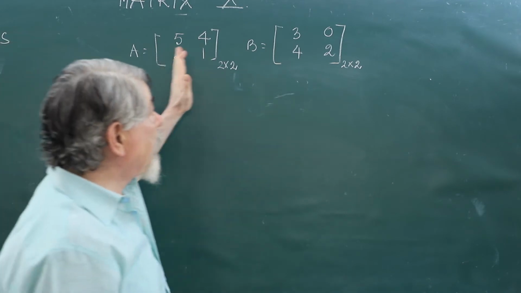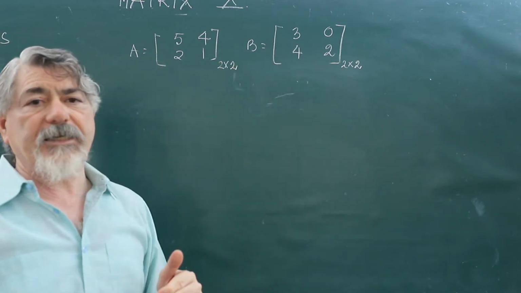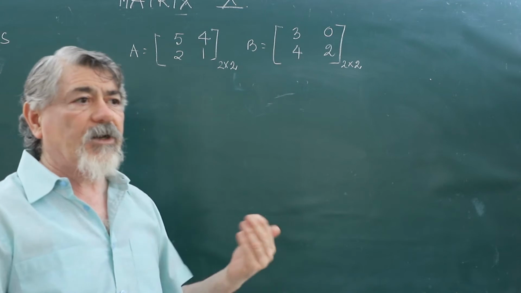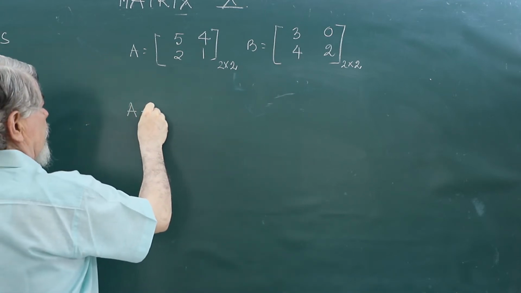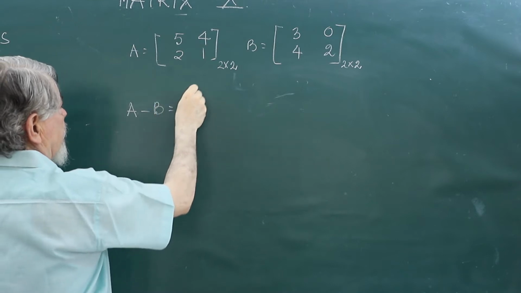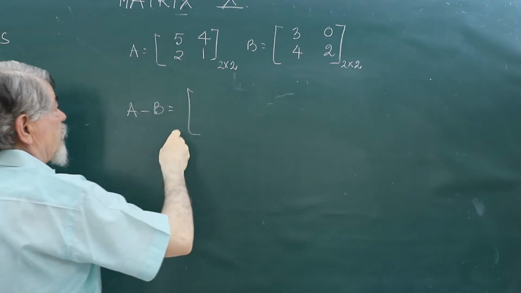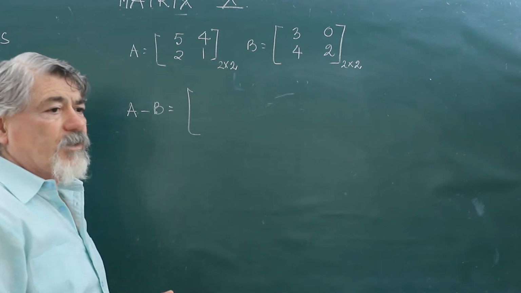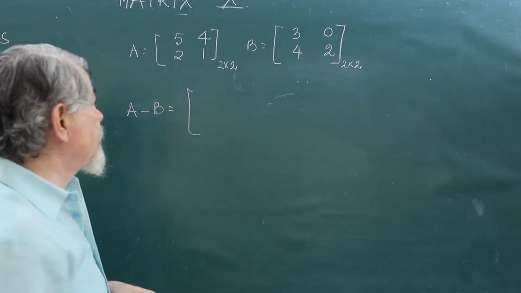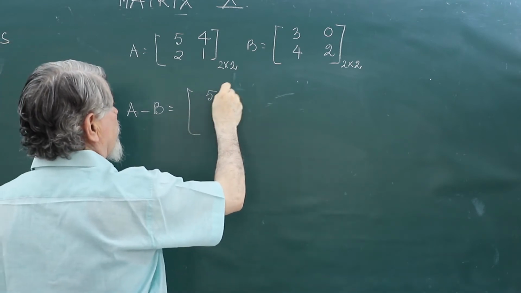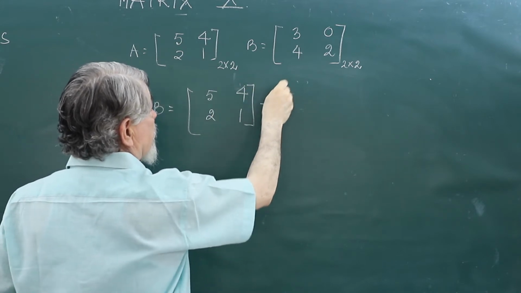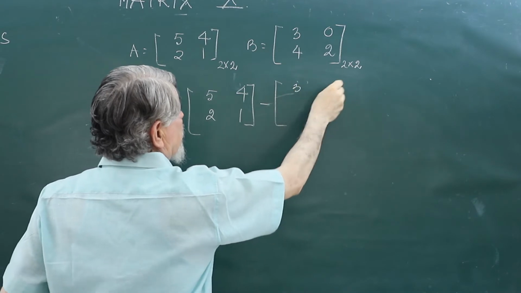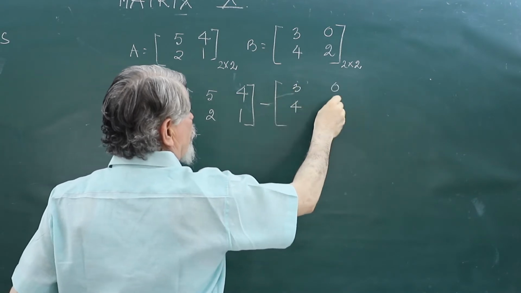Like we can add A and B, we can subtract B from A or A from B. Let us see A minus B. We do exactly the same as we do addition, because subtraction is also addition with an opposite sign. 5 4 2 1 is A, minus 3 0 4 2.